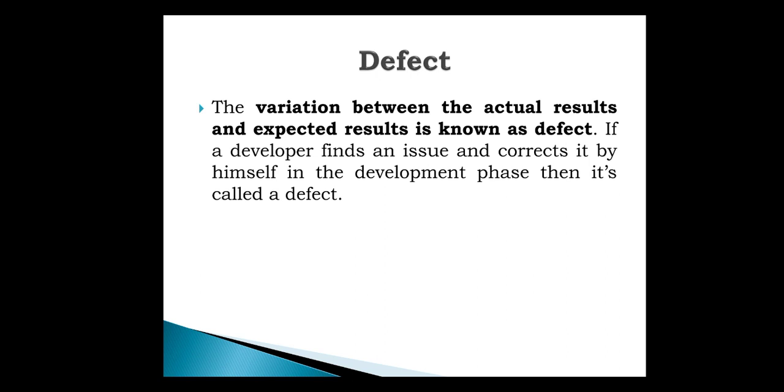There is a confusion between bug and defect. Generally we call a defect a bug, meaning if there is a problem on the developer's side, we also say that the piece of code has a bug. But it is not like that. If the problem occurs at the developer's site, and the developer finds that problem and fixes it, then that problem-finding phase is called a defect. So the application has a defect. If a developer finds an issue and corrects it by himself in the development phase, it's called a defect.